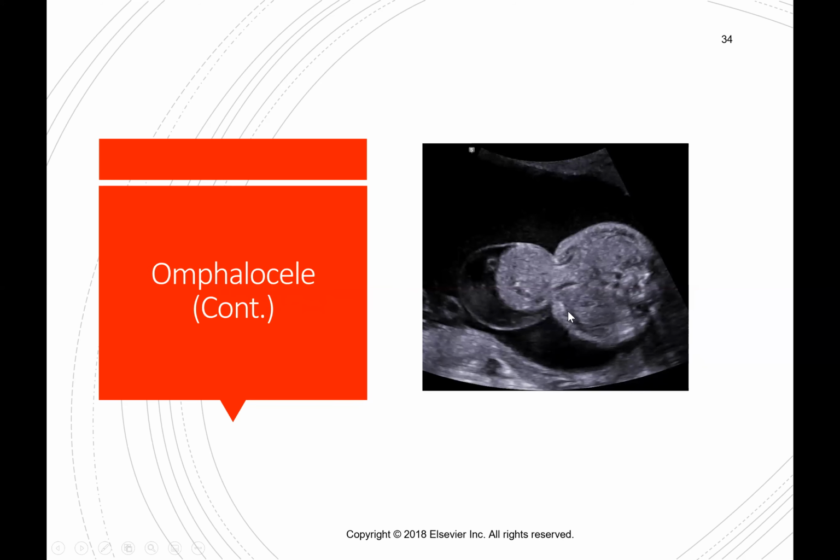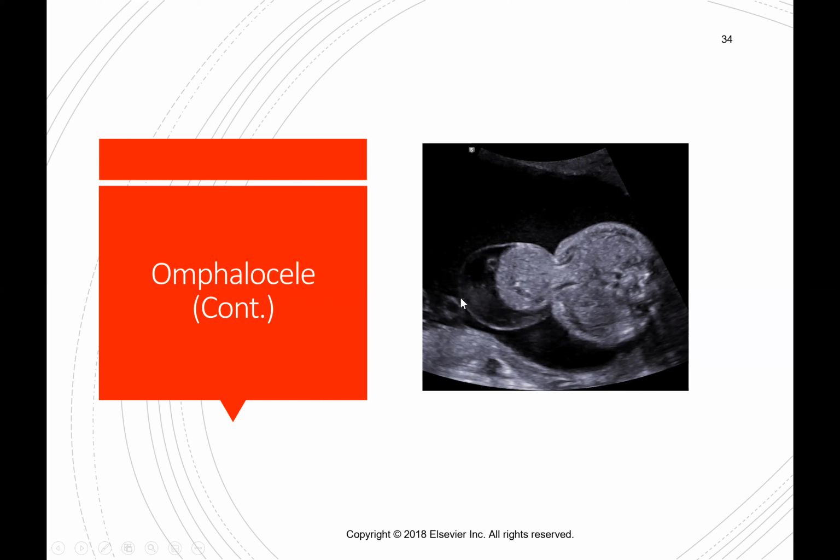So this is a transverse image of the abdomen of the baby. And then you can see the figure 8. The omphalocele almost looks like a figure 8 because there's an outpouching of liver, which seems to always be in there, and bowel, but you can see that there's a membrane that is surrounding that area that is outpouched, and then the cord goes through this area.